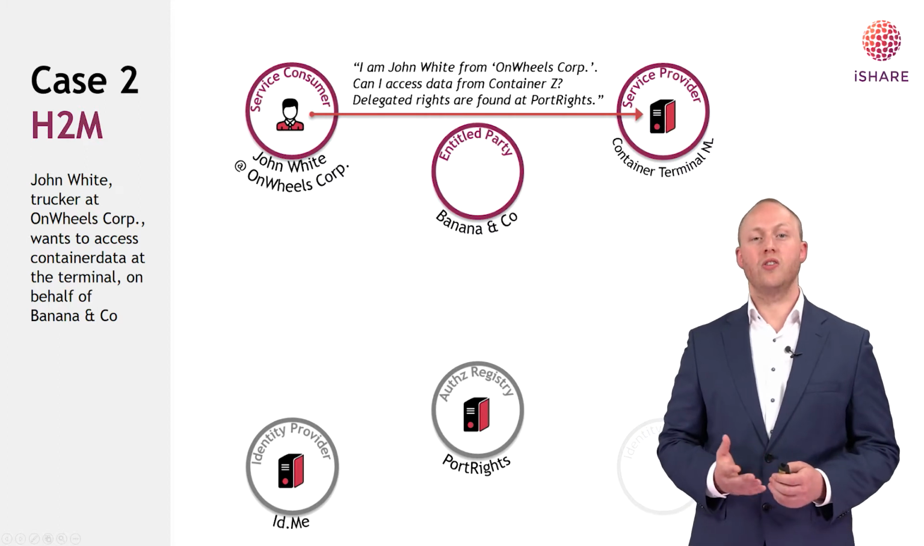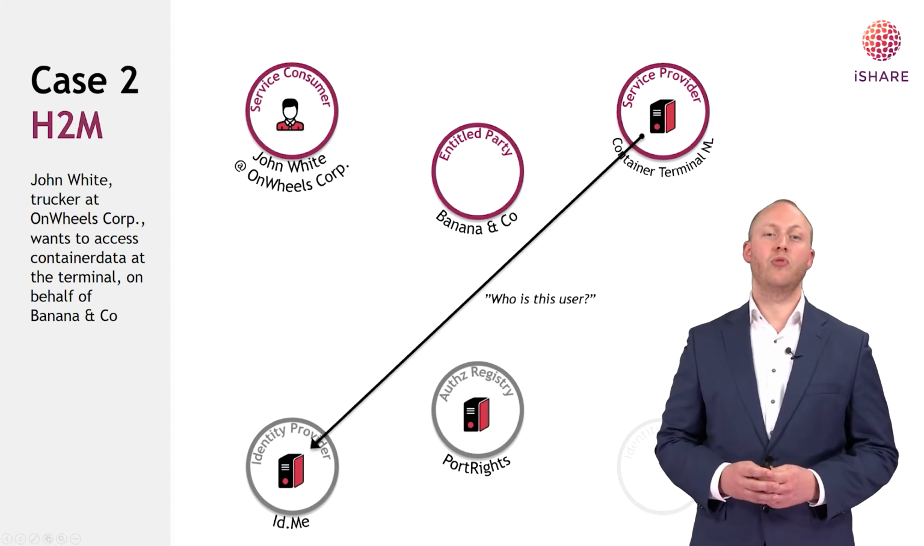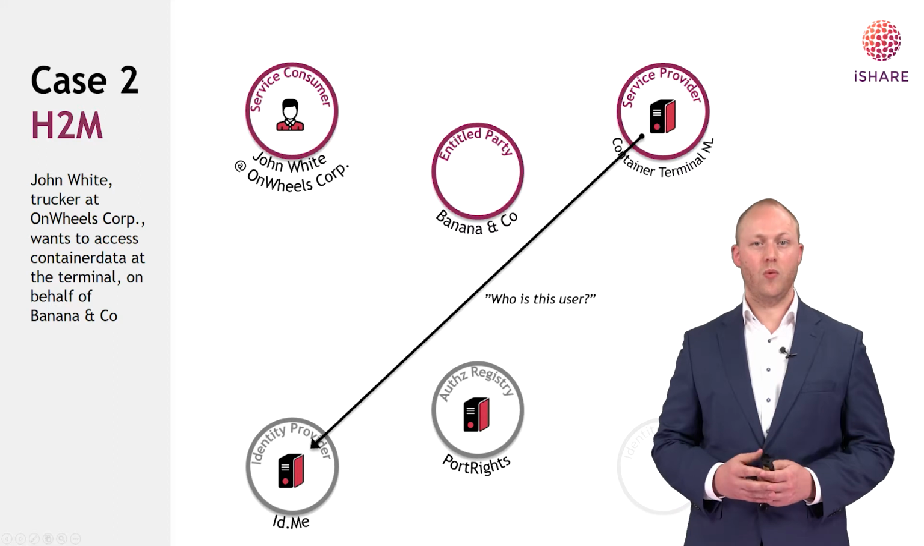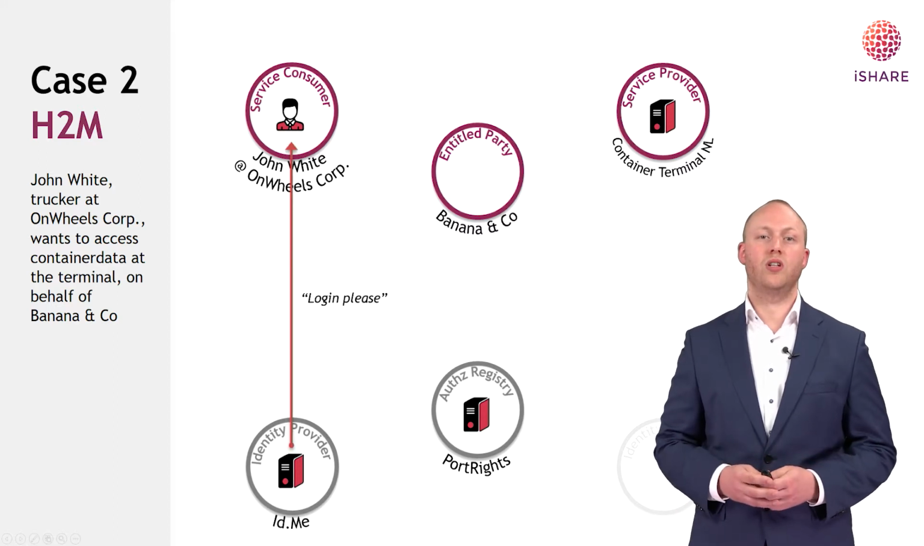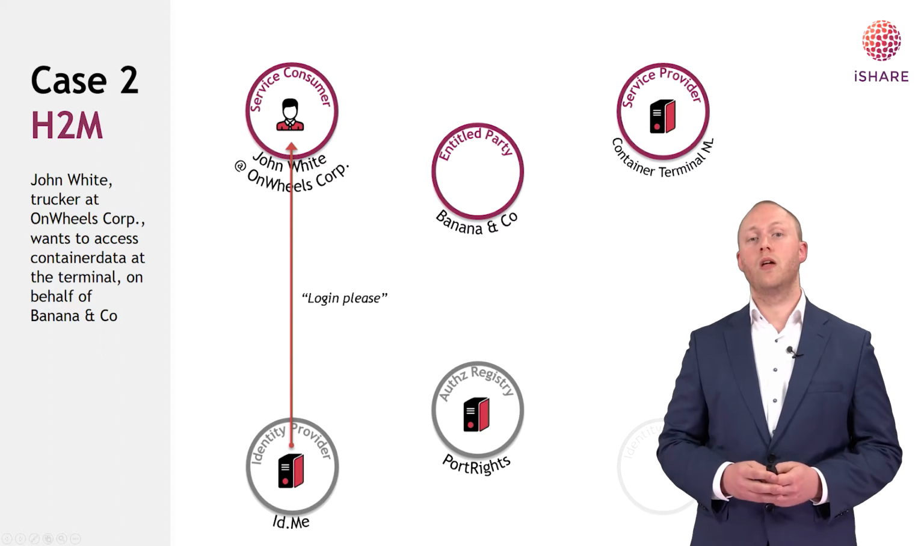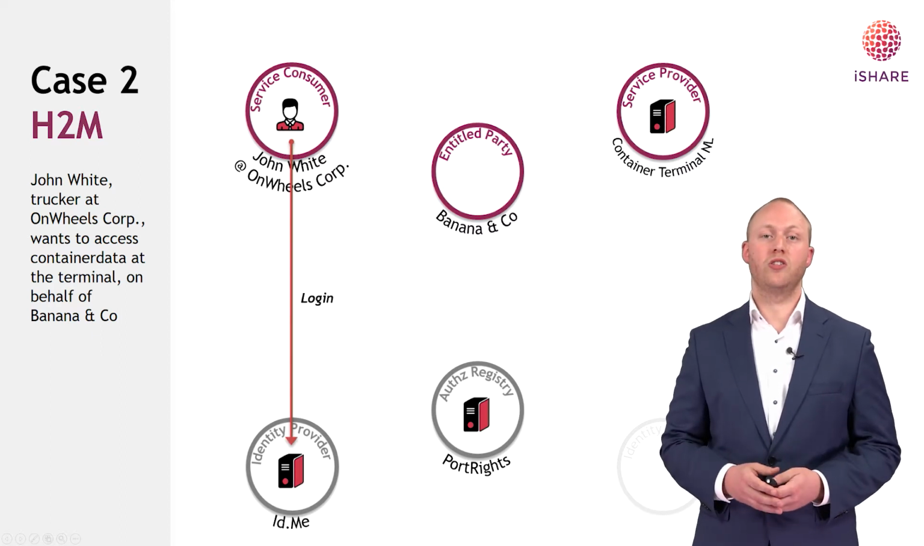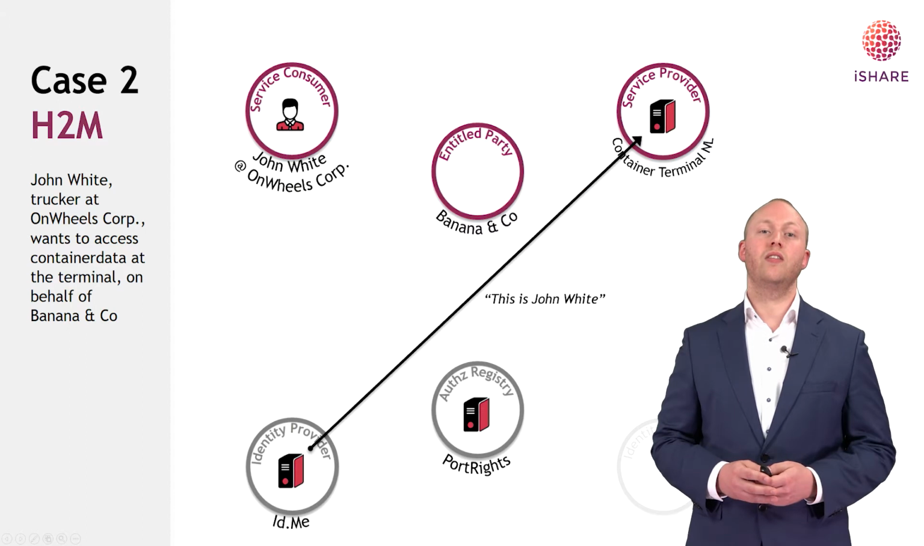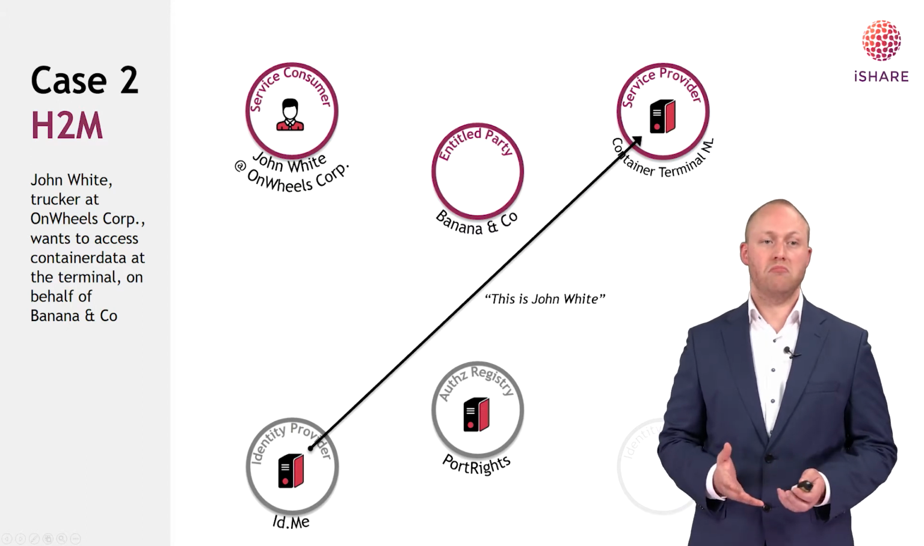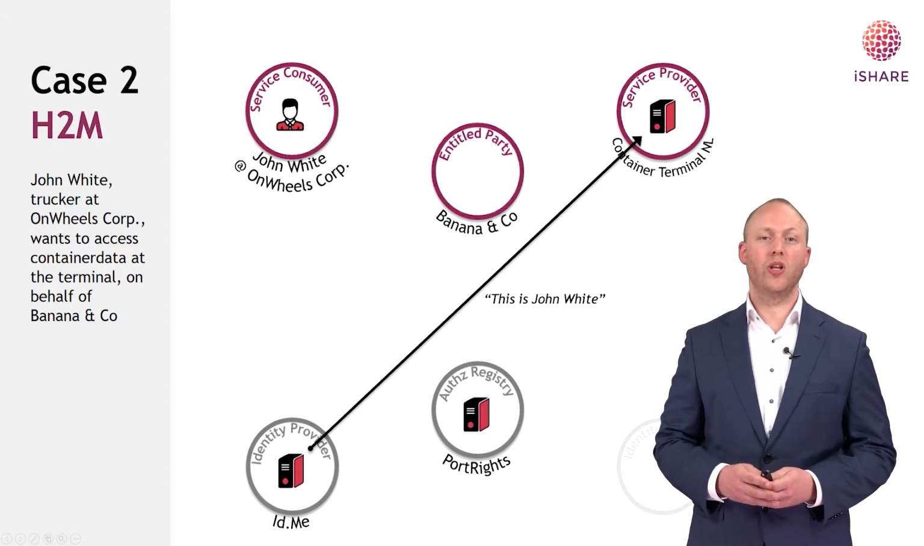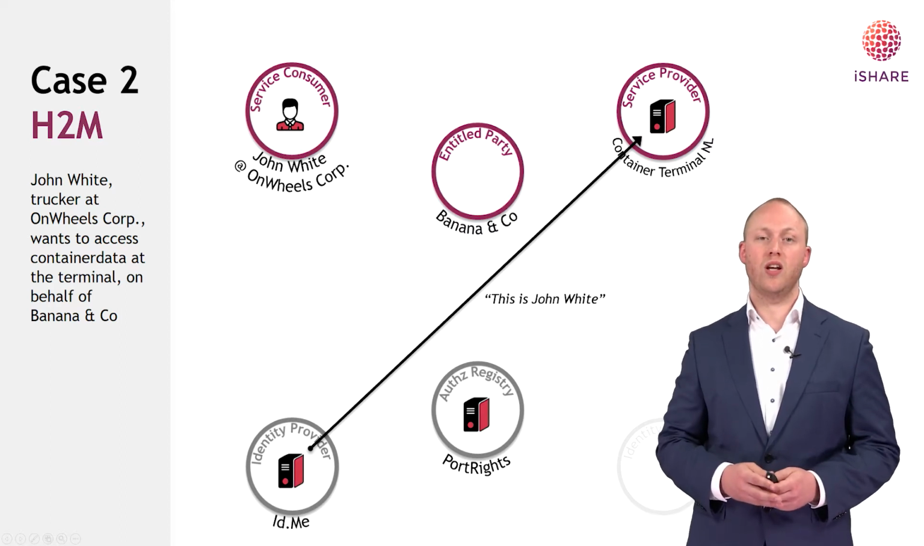So first, the container terminal asks the identity provider, who is this person? Well, John White receives a log-on request through the web interface, in which he puts his credentials, and the identity provider can confirm to the container terminal that it is indeed John White who is requesting data.